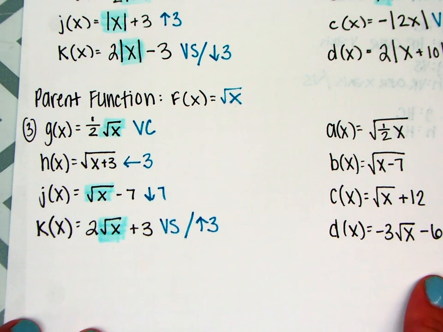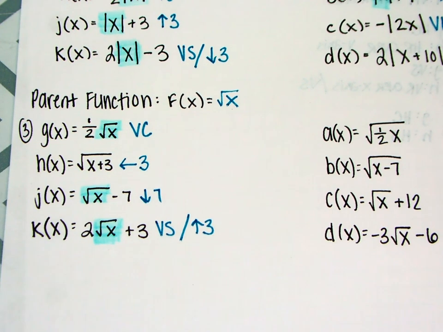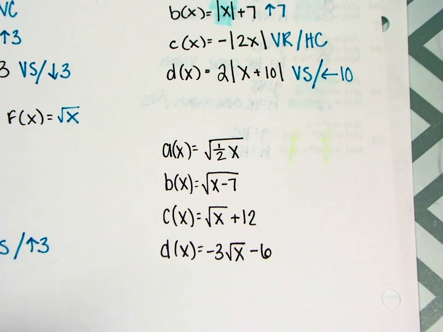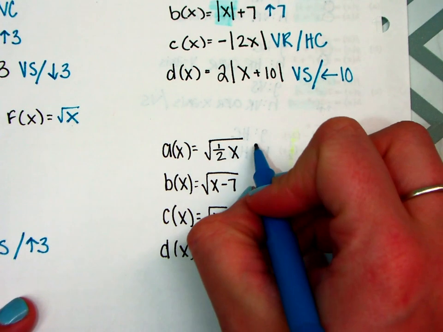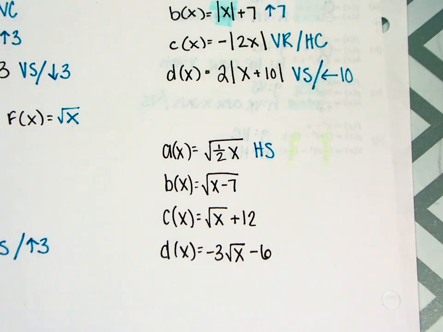When you add or subtract, you are translating, meaning you're shifting the function around up, down, left, right. When you're multiplying, you're stretching or compressing, and if it's negative, it's reflecting. On A, I see the 1/2 is inside of the function and less than 1, so that is a horizontal stretch, meaning the function is being pulled from the sides.